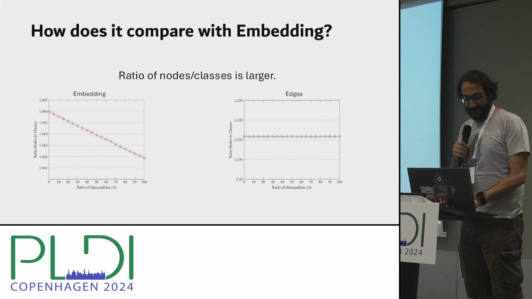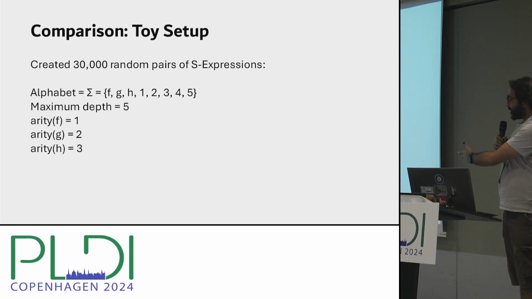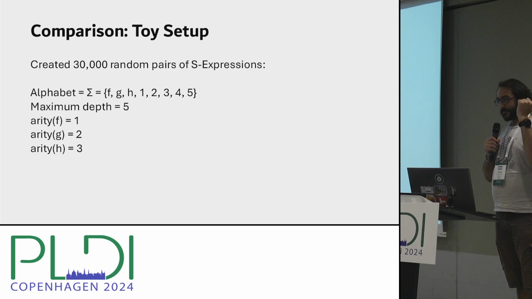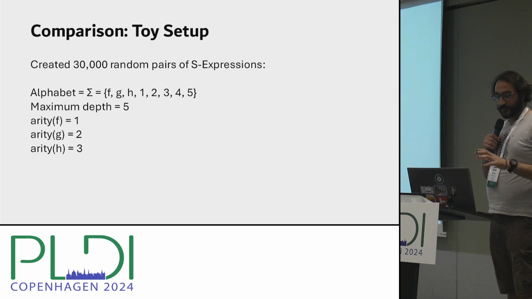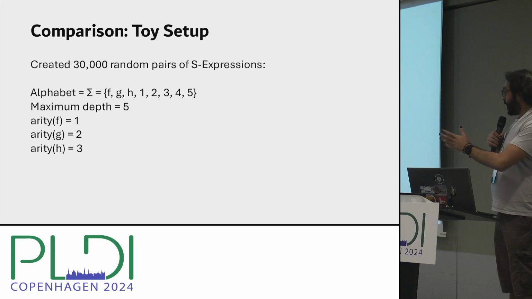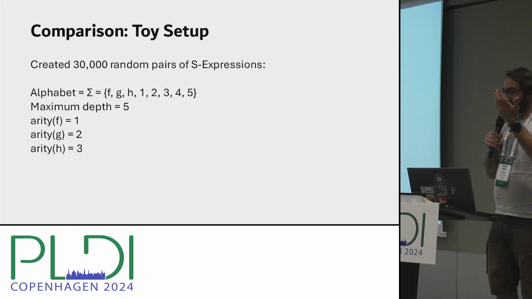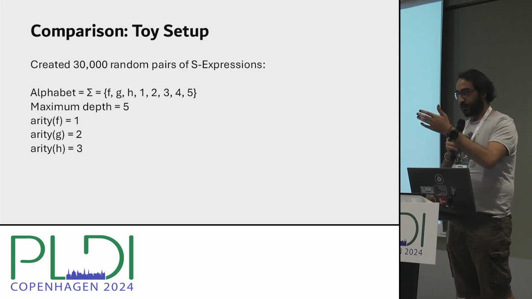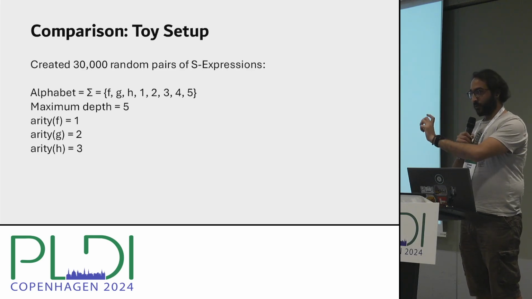So that's pretty good. Then we did this toy setup. So now this is the setup that I based these graphs on. We generated 30,000 pairs of S-expressions over 3 functions of different arities and 5 numerals, which we assert are not equal up to some depth. And then we do this experiment where we change the ratio of pairs, whether they are equal or unequal.